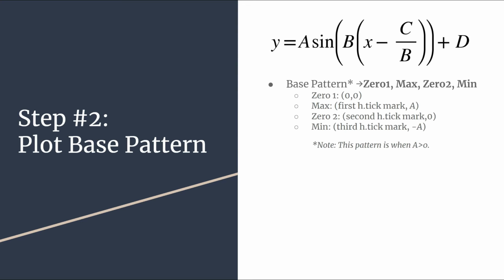Now, if A is less than 0, that means you have a reflection vertically that reflects everything over the x-axis. Your template above will still work the exact same. You simply need to relabel your pattern name. It would be 0, 1 minimum, 0, 2 maximum. But the pattern template will still work in order to find that.